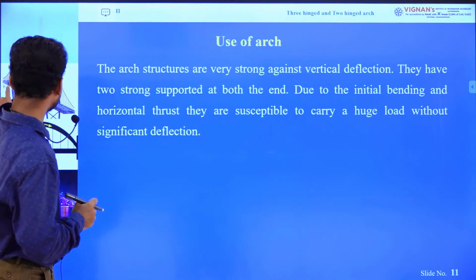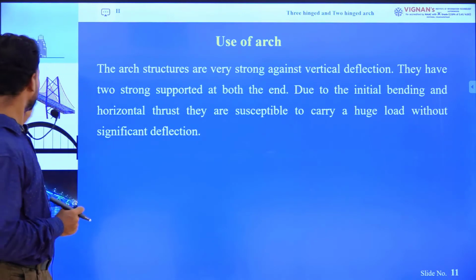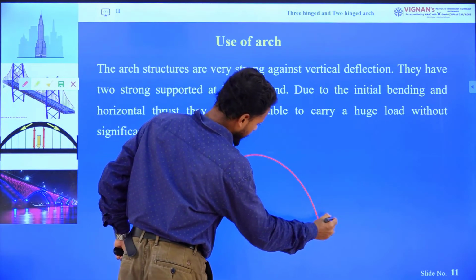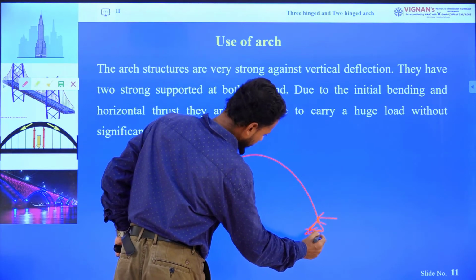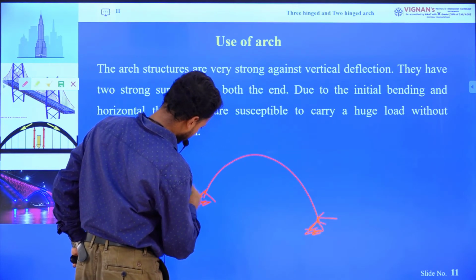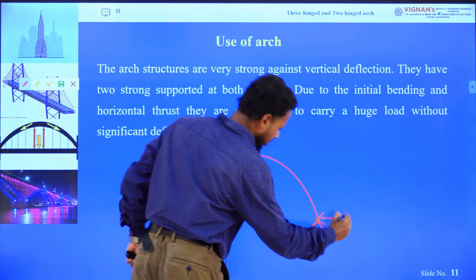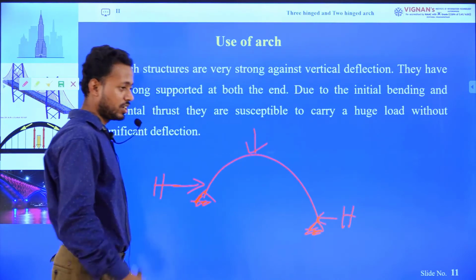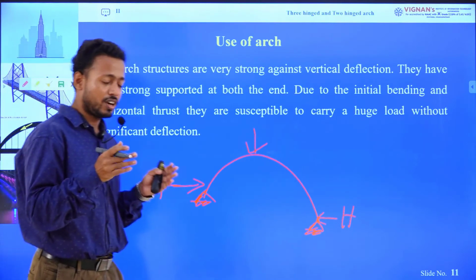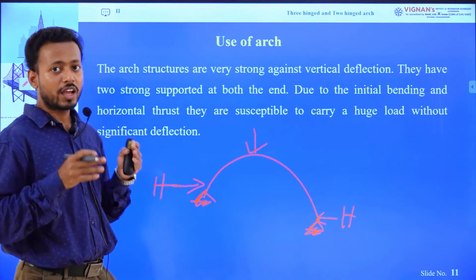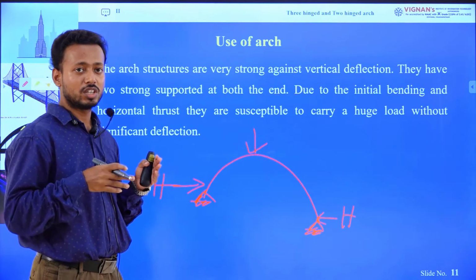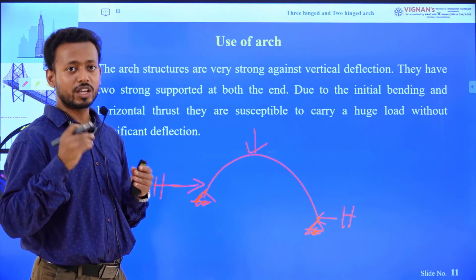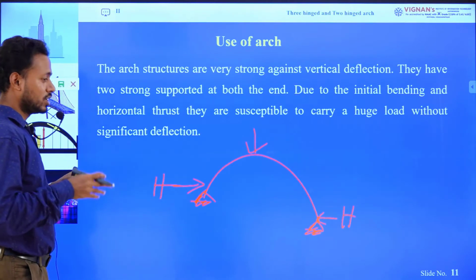So an arch structure is always subjected to a significant amount of horizontal thrust. Due to the significant amount of horizontal thrust, the vertical deflection tends to 0. This is the advantage of an arch structure, and we can construct arch structures at rivers and highways for the transportation system.